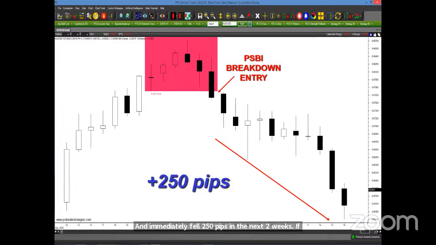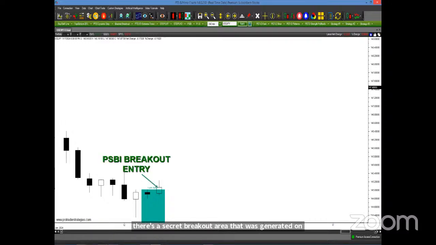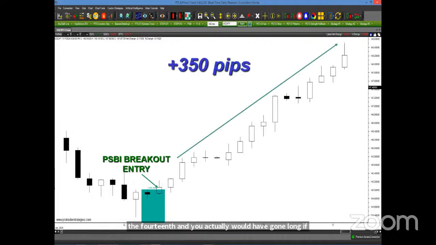If you're an intraday trader of currency pairs, well, here's a 4-hour chart of the dollar yen. All right, once again, it's been in a downtrend, but there's a secret breakout area that was generated on the 14th, and you actually would have gone long if you were trading this. Look what happened to the dollar yen in the next 3 days, up 350 pips. That's potentially $3,500 per unit.